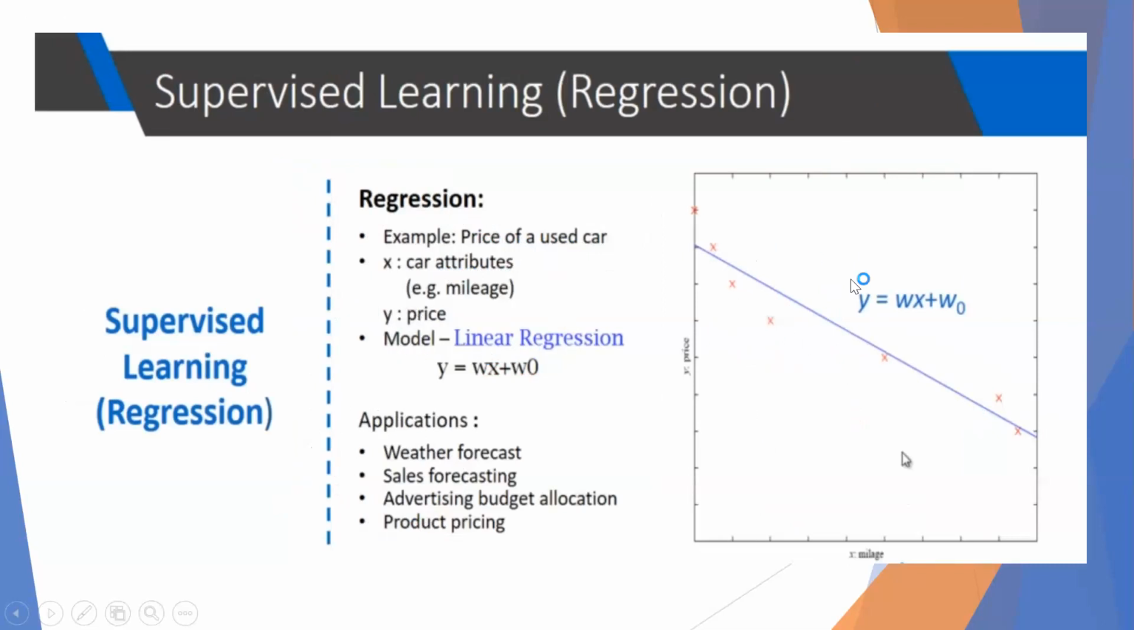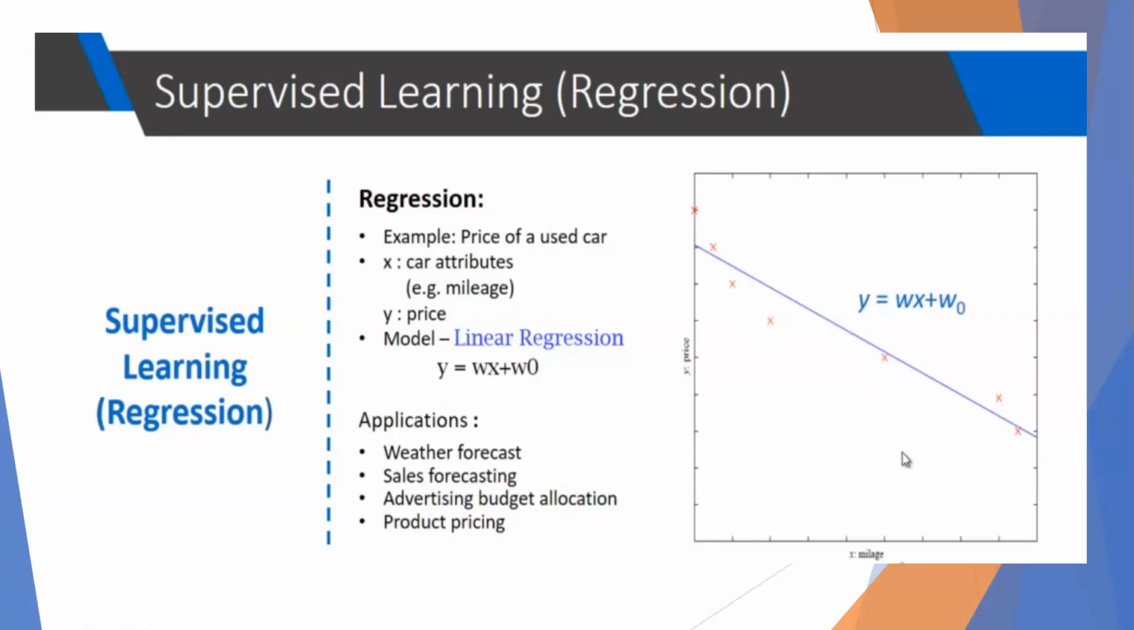So we are making this line on the basis of the data that we already have. This is the formula: Y is equal to WX plus W0. On the basis of that, we are drawing a slope, and that slope will help us to find the best predicted value for the next output that we want to know. So basically, regression is a numerical-based problem.